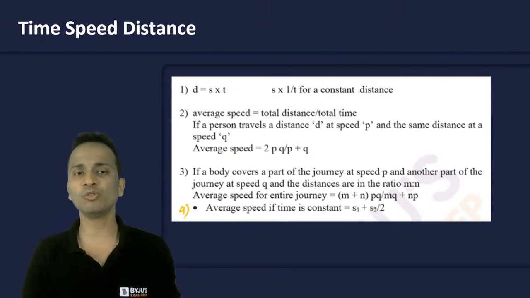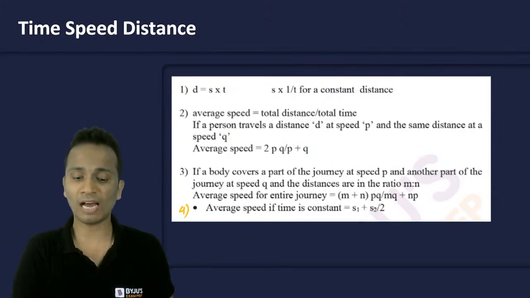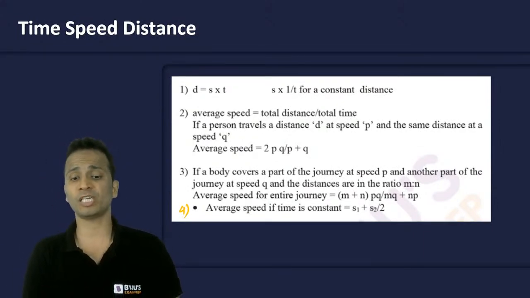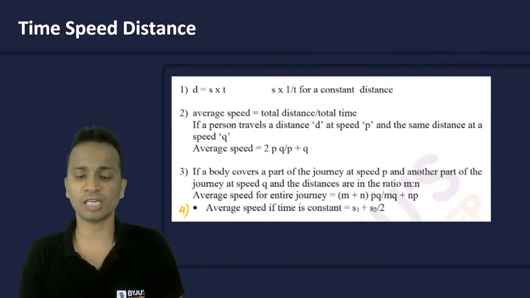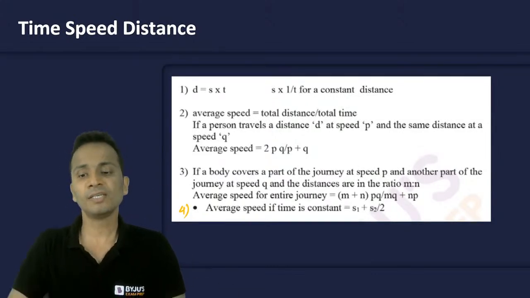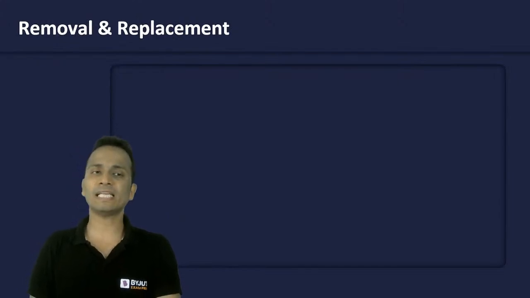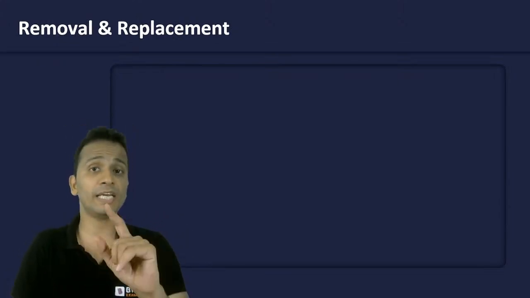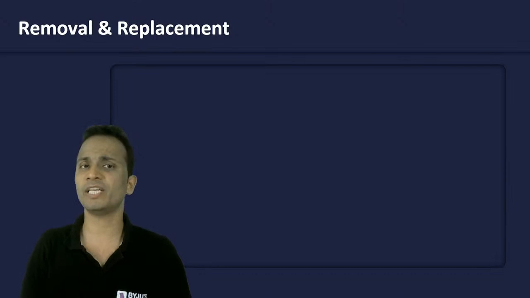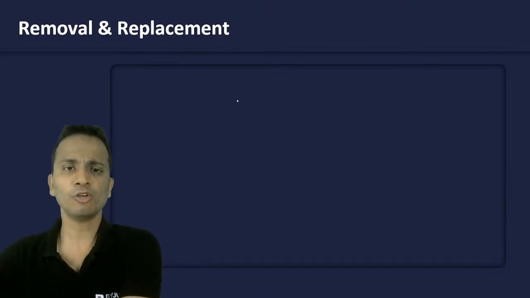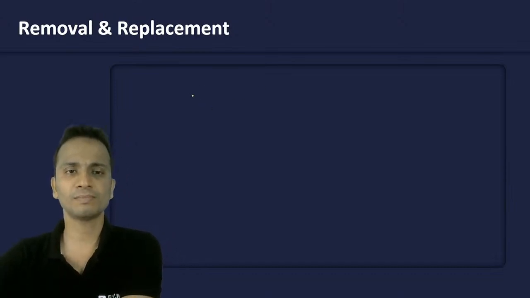You can directly use these things when you have some specific relations or some specific conditions given in the question. Okay, let's move ahead and look at the next thing, removal and replacement in the chapter of mixtures and alligations. Now, you all must have seen this formula.